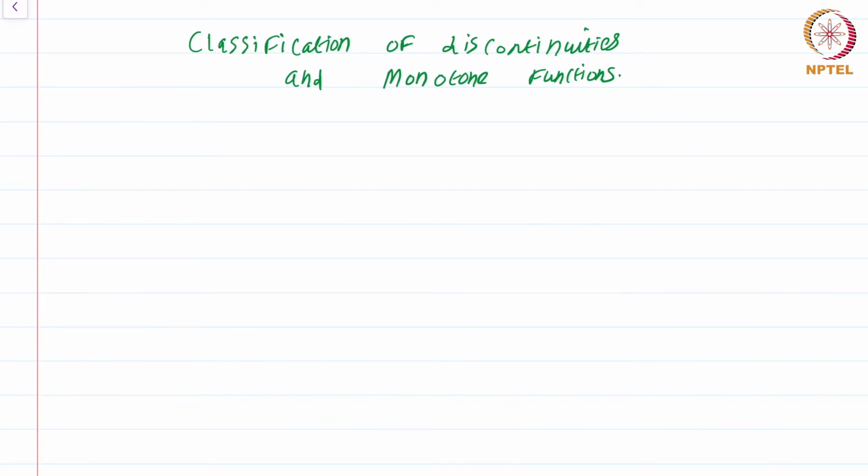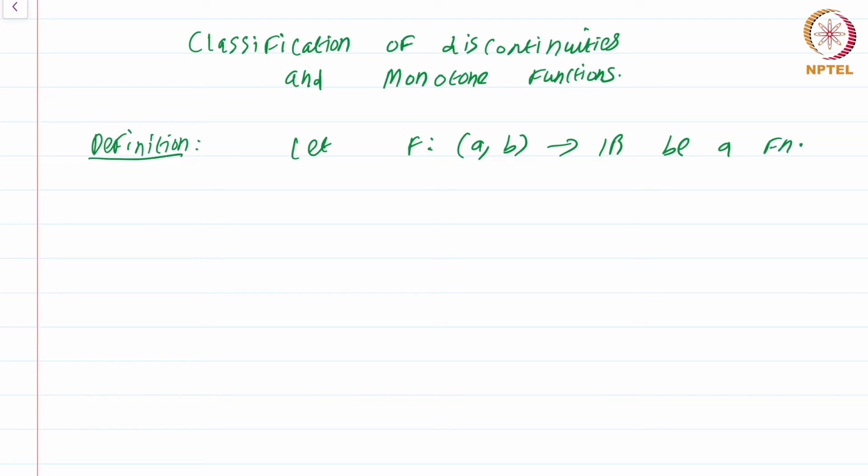Discontinuities of a function are of three types. Let's begin with the definition. In this definition, I'm going to restrict myself to functions defined on an open set just for convenience. Let f from (a,b) to R be a function. Let x be in (a,b) be such that f is not continuous at x.